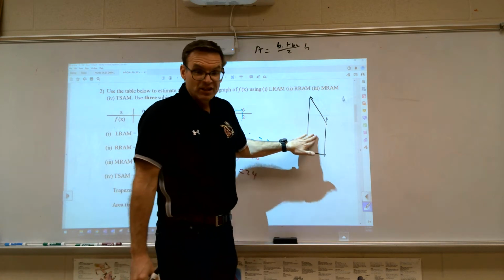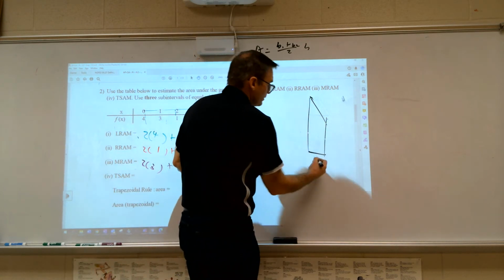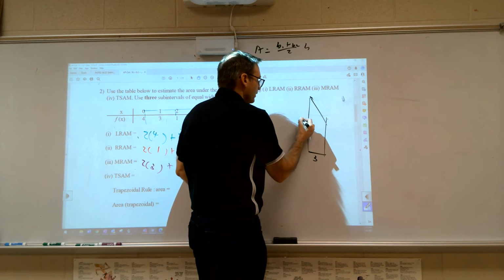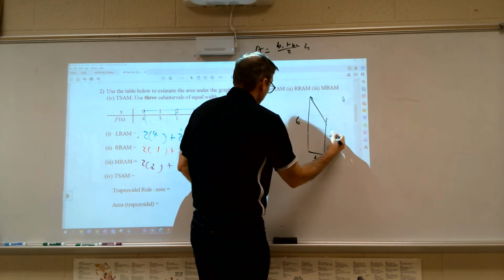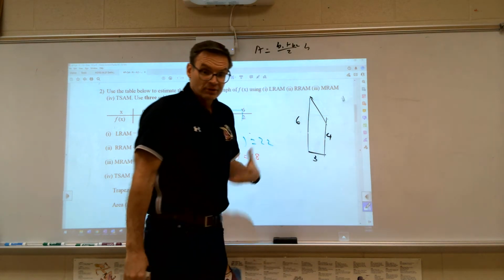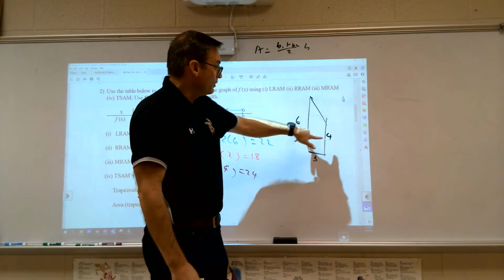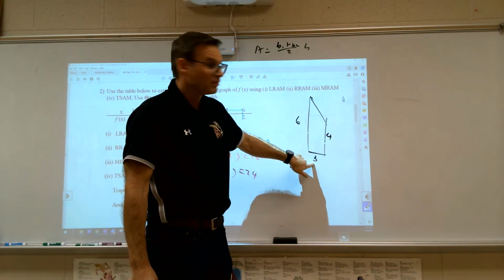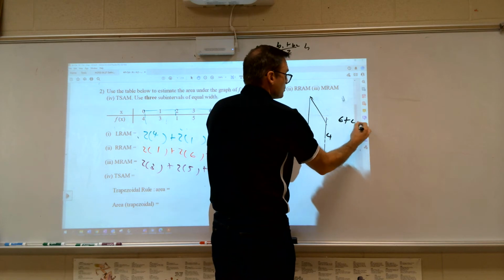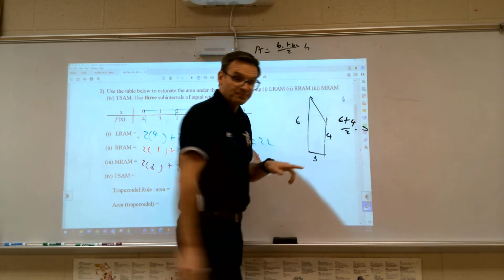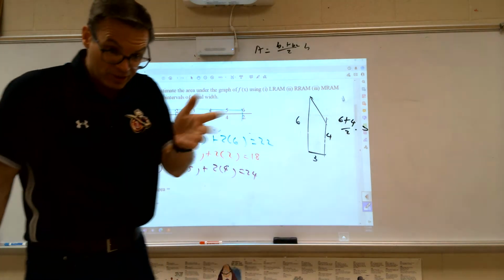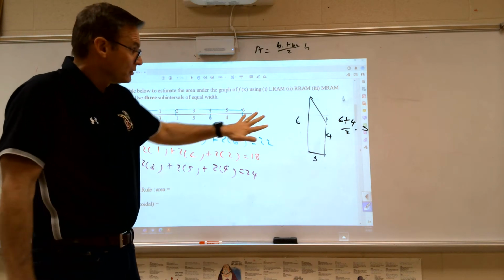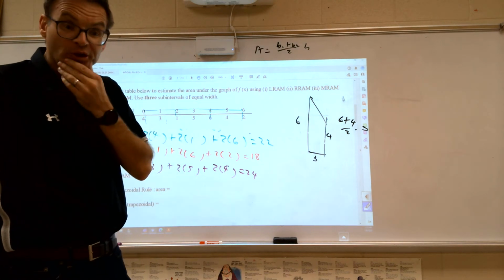And so if I give you this trapezoid, and I say that this is a 3, and this is a 6, and this is a 4, then the way we find the area of this trapezoid is the average of the bases times the height. So that's going to be 6 plus 4 over 2 times 3. I hope everybody's okay with that. So our trapezoids are going to look like this.